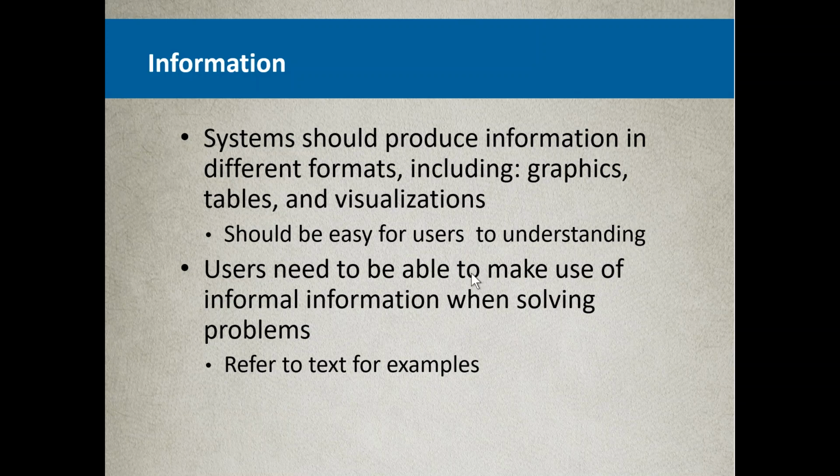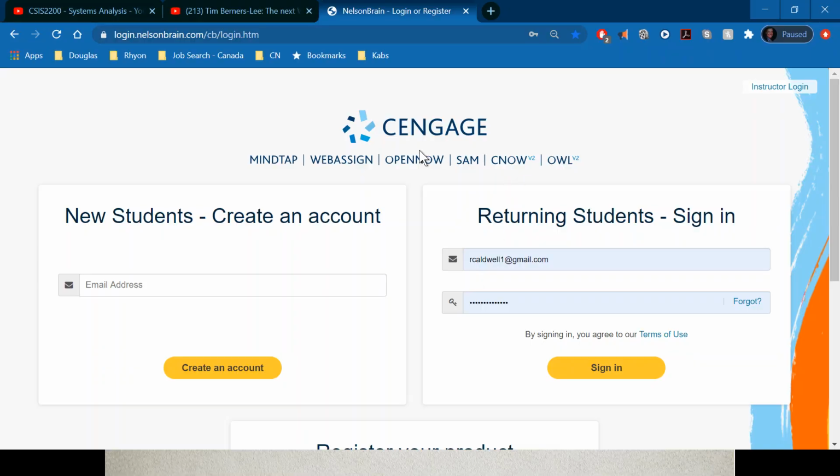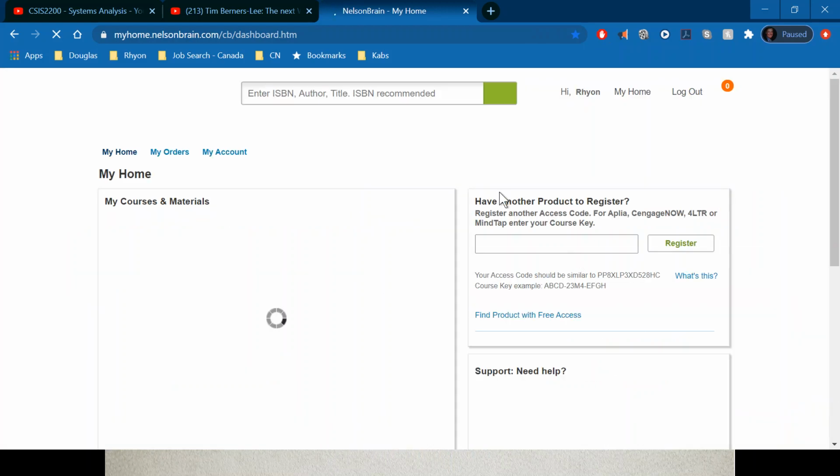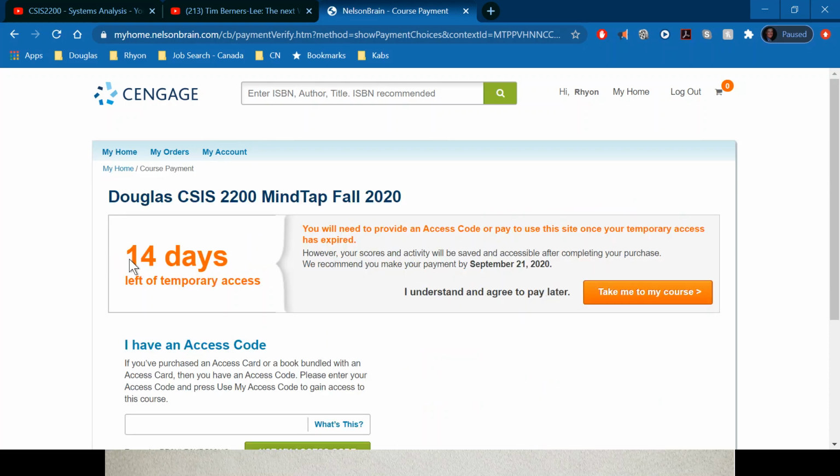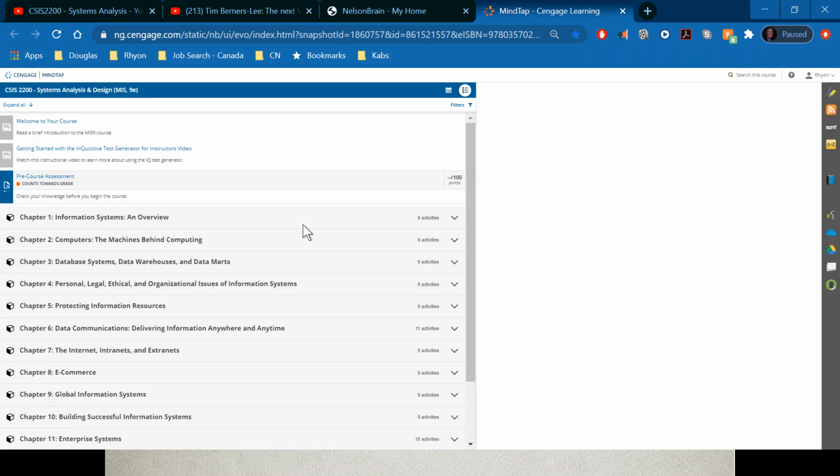If you haven't done it yet, you will need to go to the Cengage site. This is actually on my course outline, and create an account to access the textbook. So I'm going to log in, and this in fact is a managing information system on its own. And we're going to open up the textbook here. And I think it's open. By the way, you can sign up for a 14-day trial on this one right here. Take me to my course. That way, if you don't want to continue the course, you haven't spent any money.